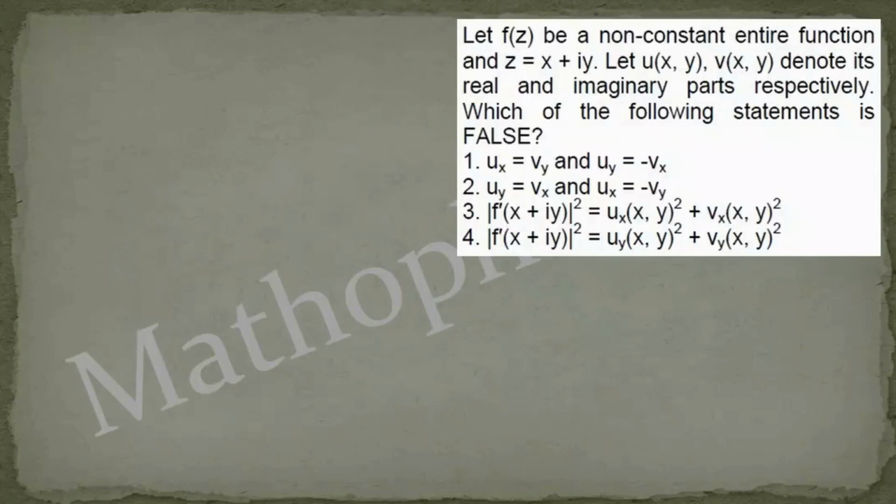First question: let f of z be a non-constant entire function and z is equal to x plus iy, and let u and v denote its real and imaginary parts respectively. Which of the following statements is false?